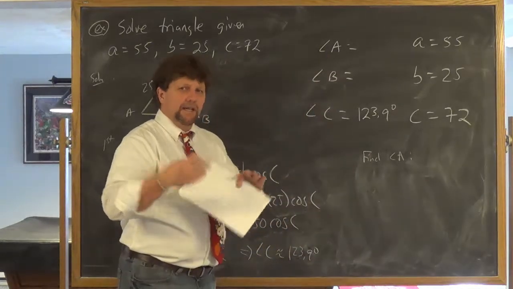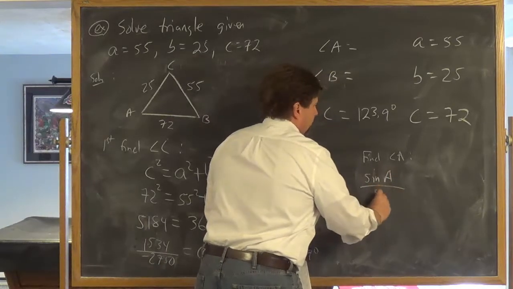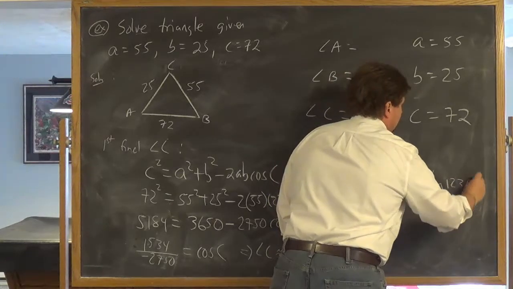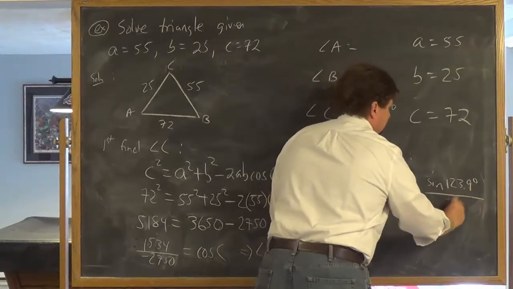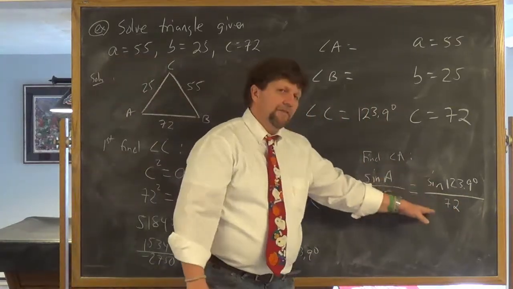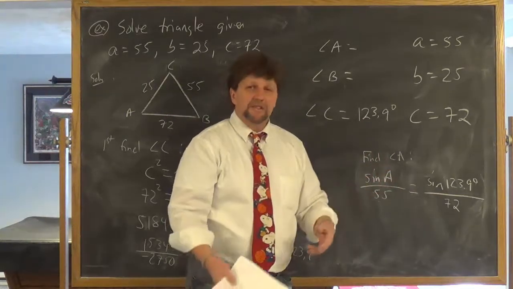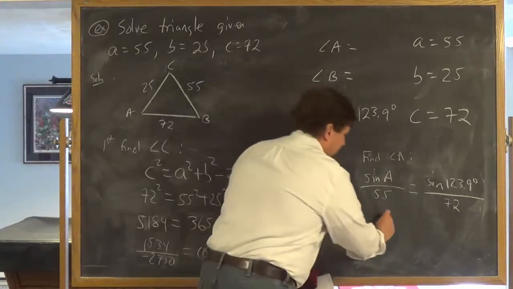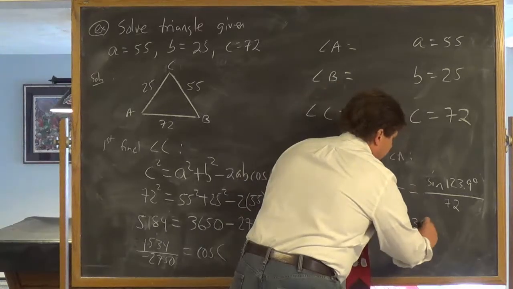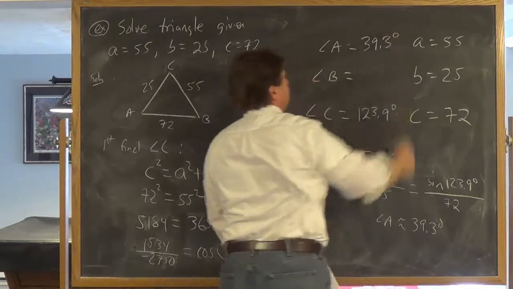And notice how the law of sines kind of makes it a friendlier problem. I have the sine of A over 55 equals the sine of, we just found angle C, 123.9 degrees over 72. And then I multiply both sides by 55. And then I'm going to use inverse sine. And I should end up getting angle A to be pretty close to 39.3 degrees. So angle A is 39.3 degrees.